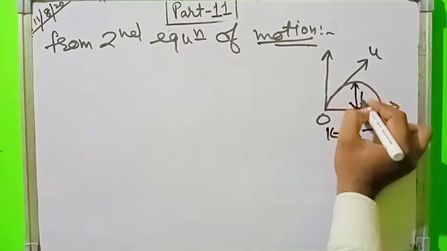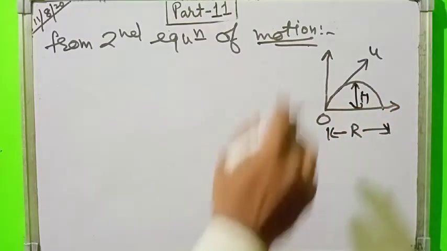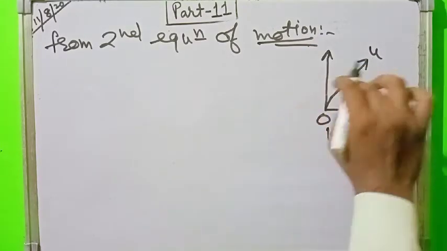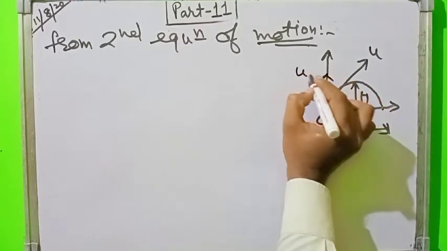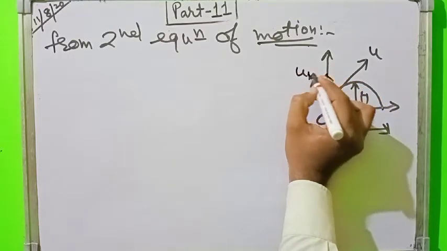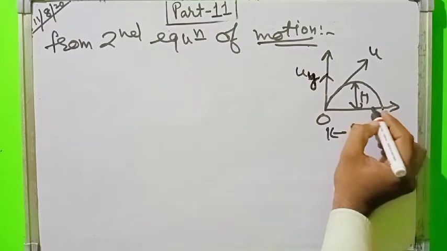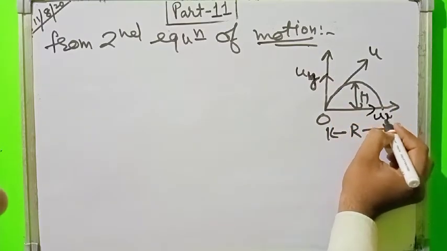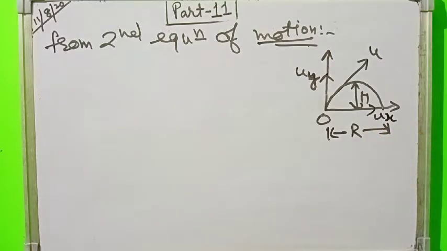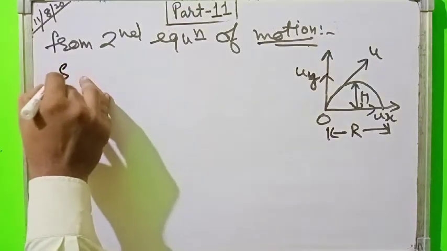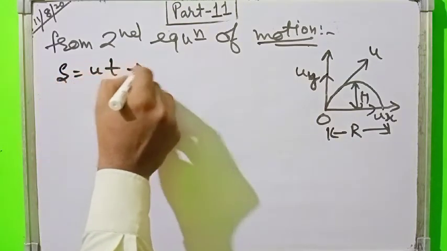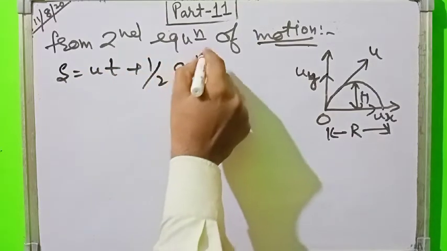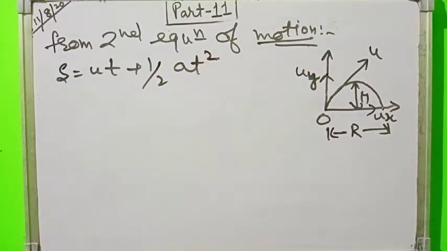This is r, the maximum range or horizontal range, this is the maximum height, and this is ux, this is uy. This component is ux, that is horizontal, and this one is vertical. So from the second equation of motion, s is equal to ut plus half at square.